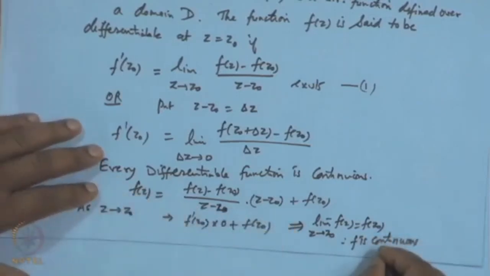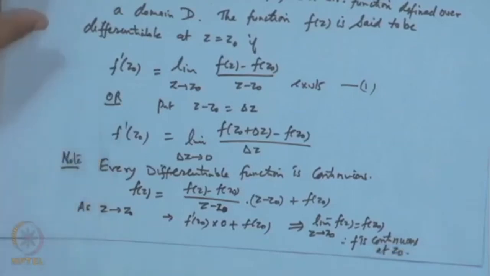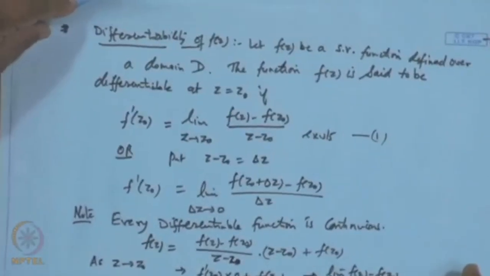At z naught. So, every function which is differentiable at a point has to be continuous there. If a function is continuous at every point in the domain, then we say it is continuous throughout the domain, and similarly for differentiability. Okay?